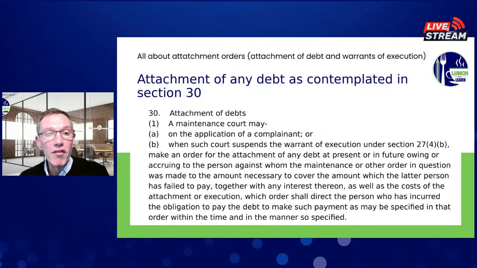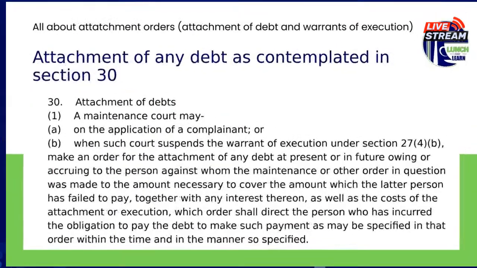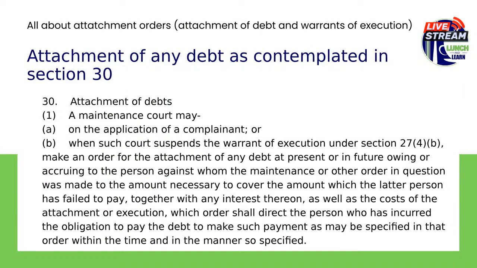Next, as part of attachment orders, we have to deal with Section 30, that deals with the attachment of any debt as contemplated in Section 30. So if one looks at this, and we're nearly running out of time, but we'll run through this quickly. Section 30 says that attachment of debts, a maintenance court may, upon application, again, there's an application form that needs to be filled in, the J306, then the court can suspend the warrant of execution and then make an order, the emolument attachment order, and then make an order for the attachment of any debt.